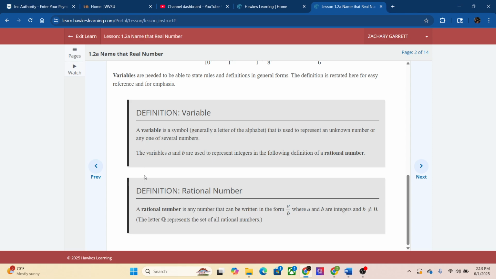The variables A and B are used to represent integers in the following definition of a rational number. A rational number is any number that can be written in the form A over B, where A and B are integers and B is not equal to 0. The letter double bar Q represents the set of all rational numbers.